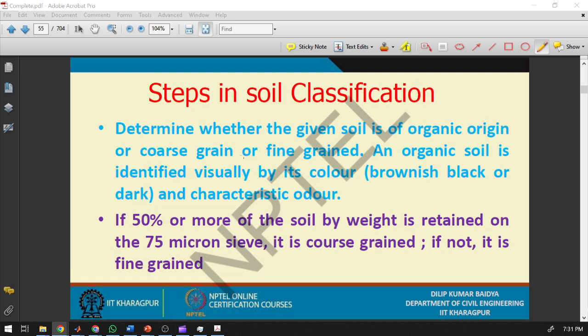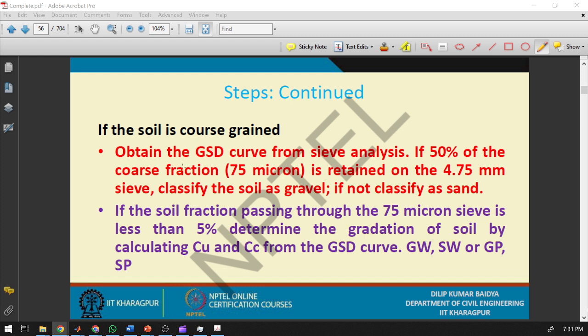Let's go through the steps first so you will understand what I'm saying. Determine whether the given soil is of organic origin, and organic soil is identified visually by its color. If 50% or more of the soil weight is retained on the 75 micron sieve, it is a coarse grained soil and not fine grained soil. If the soil is coarse grained, and if 50% of the coarse grained fraction is retained on 4.75 mm, it can be called gravel, otherwise it will be sand.